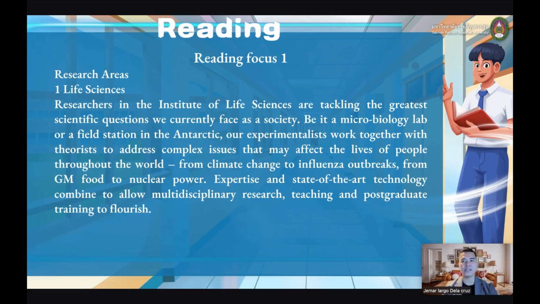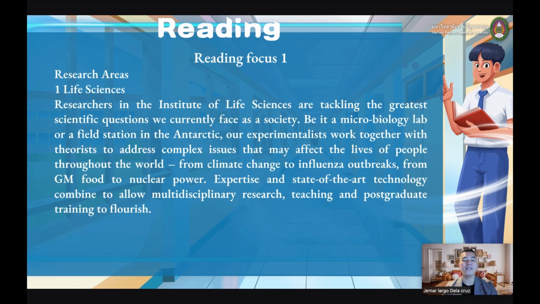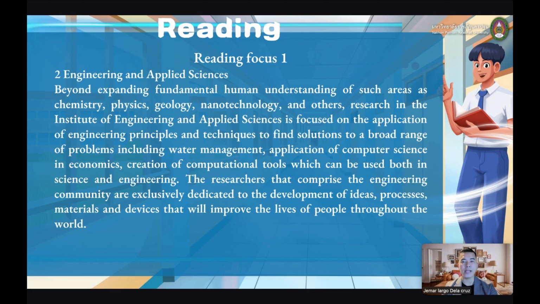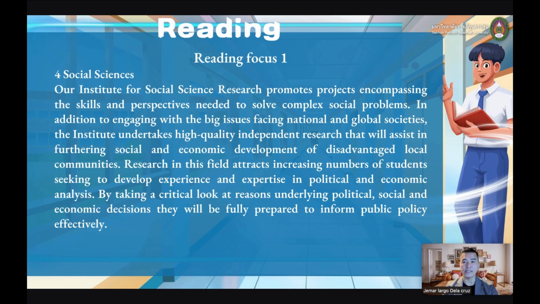So these are the research areas. Number 1 is life sciences. Okay, remember this one here. We are going to match these topics to the sections in the prospectus. Number one, we have life sciences. Pause it and let's read. Next, engineering and applied sciences. Remember our activity a while ago. Then arts and humanities. Then social science. These are the prospectus sections.